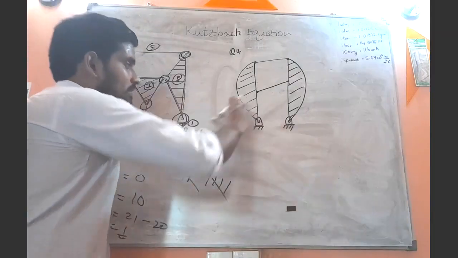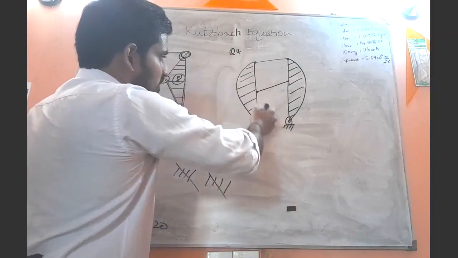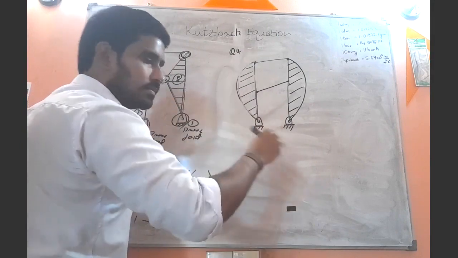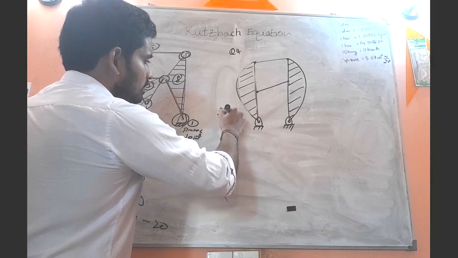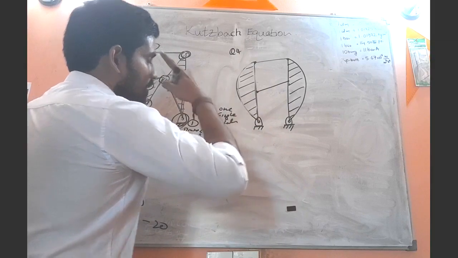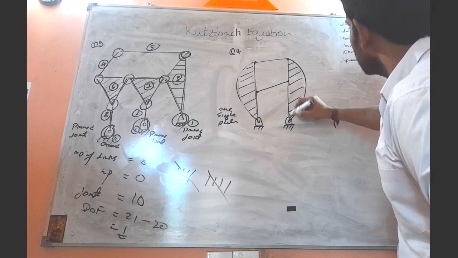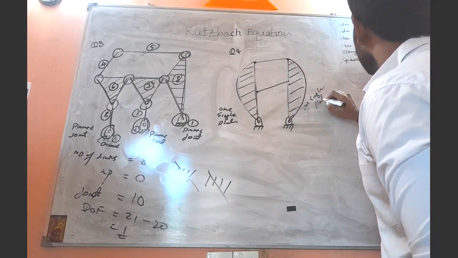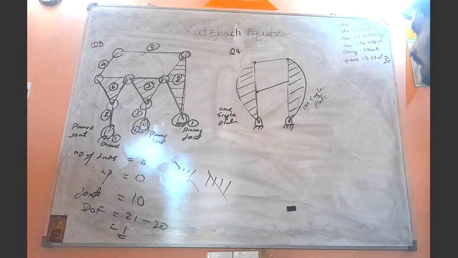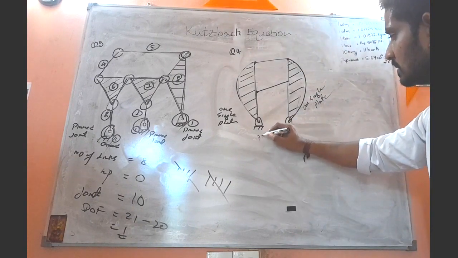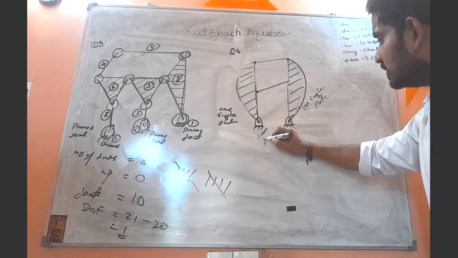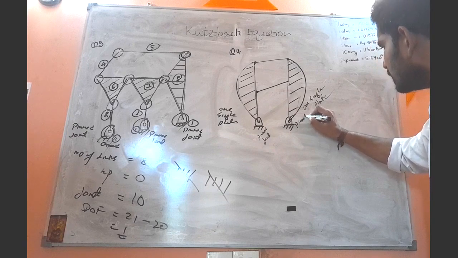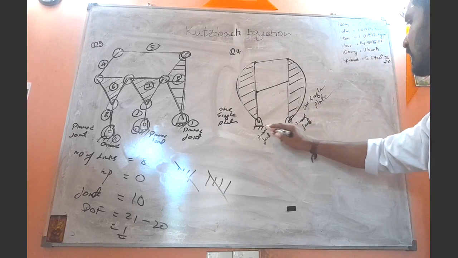So now in this question, this is one single plate. See this one, this is one single plate. And how about this one? This is also one single plate. And here we have a pinned connection or pinned joint. Here also we have a pinned joint.